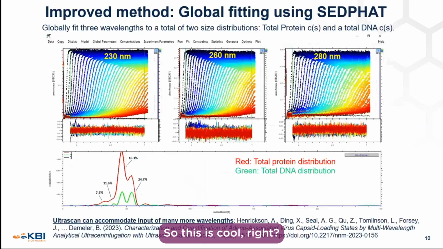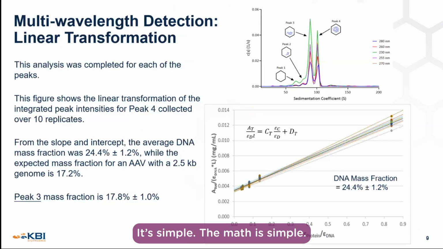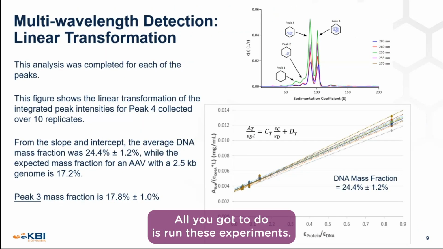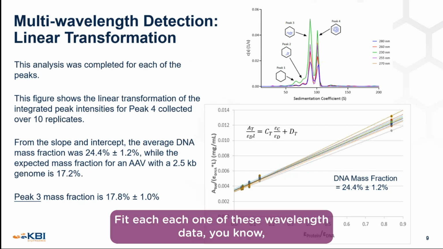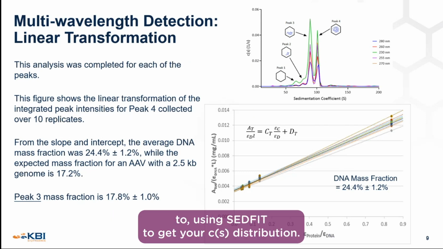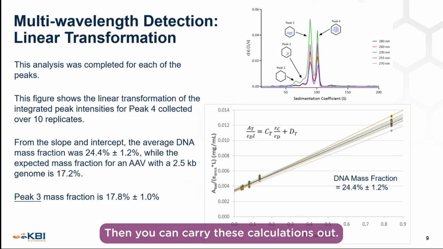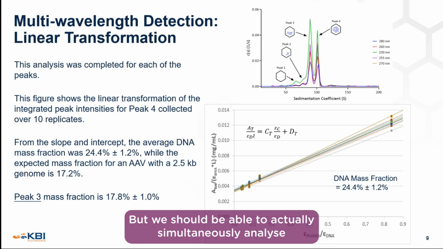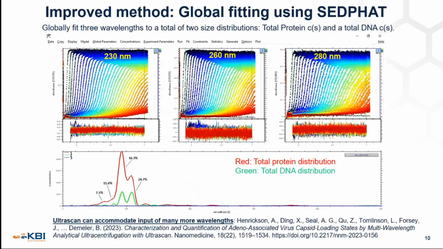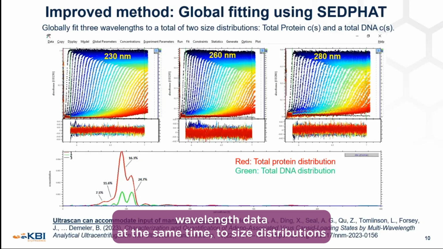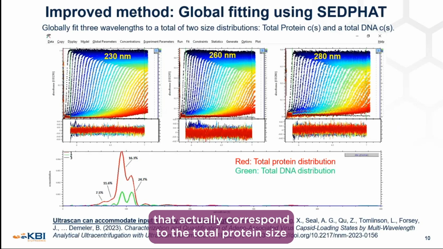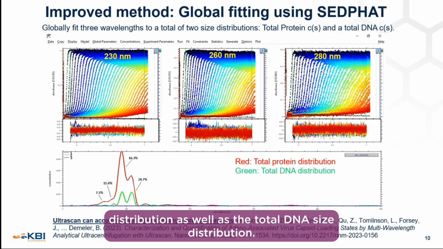Okay, so this is cool, right? It's simple, the math's simple. All you've got to do is run these experiments, fit each one of these wavelength data using SEDFit to get your c(s) distribution, and then you can carry these calculations out. But we should be able to actually analyze the wavelength data simultaneously, to get two size distributions that correspond to the total protein size distribution, as well as the total DNA size distribution.